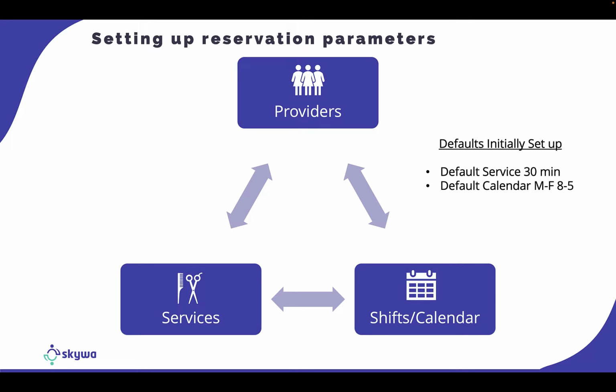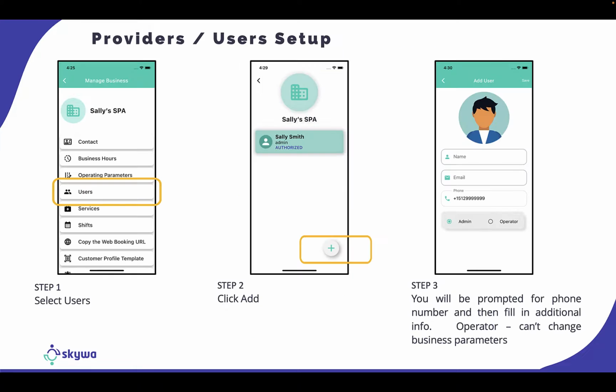So what you'll more than likely want to do is set up providers. If you're the only provider, you can skip that step. You can set up the various services you're going to offer and then set up your availability via the calendar. So the first step is to add users. In that same Manage Business screen, you're going to click on Users. Your name should be there as an authorized user already. You can add as many other users or providers as you like. Basically, by adding their name, email, you can add a picture, you need to provide a phone number, and then you select whether they're an admin or an operator.